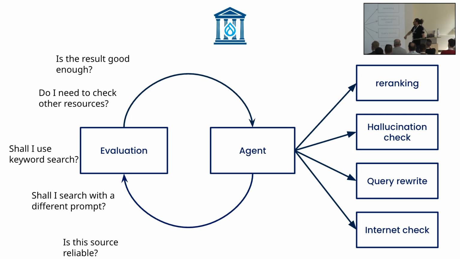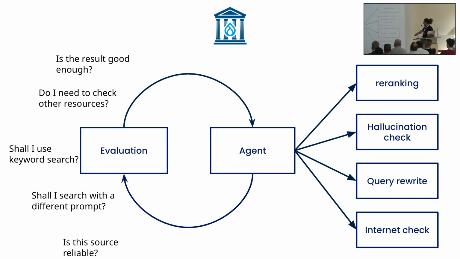So it will look like this. Here is the agent that is going to perform the search. It will perform the search, and then do the evaluation, for example. It will check if the results are good, and then it will see if any of the tools that it has will be useful. Do I need to check other resources?